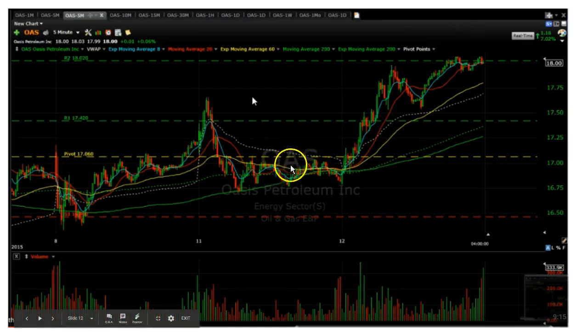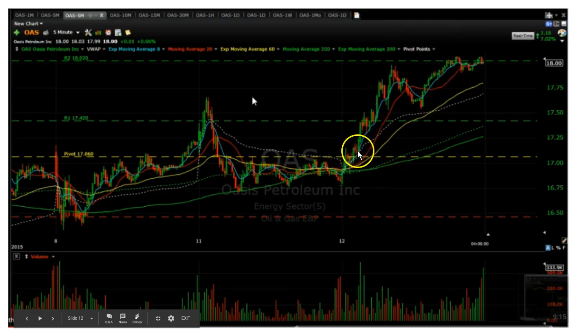Here's OAS, Oasis Petroleum, and this is a 5-minute chart. VWAP is the white dotted line, and you see it's consolidating under VWAP most of the day. All right, and finally we get the break above VWAP and the continuation move.